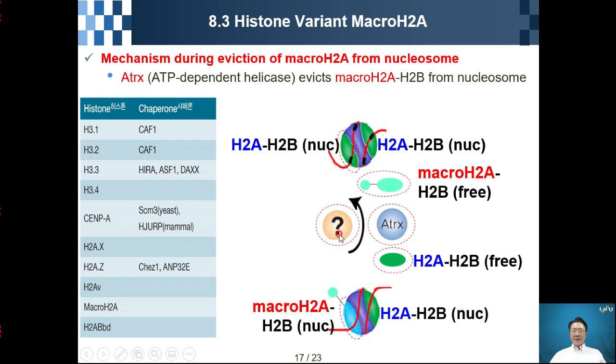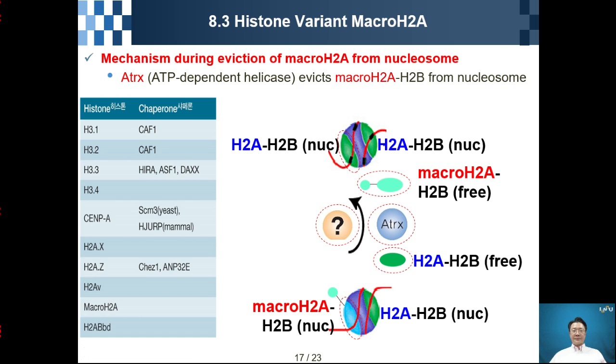But maybe some chaperone plays an important role in this step, but we don't know yet. But until now, we know that ATRX, the ATP dependent helicase, evicts the macro H2A, H2B from the nucleosome. This is what we know until now.